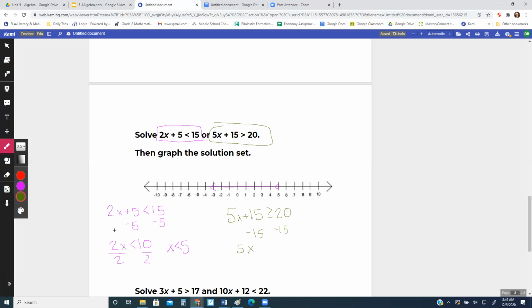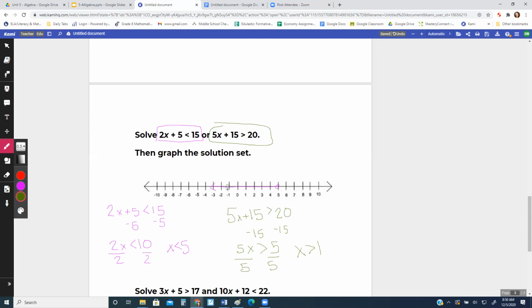Oh, I put an equals on there. That is not right. I was thinking about how we don't have any greater than or equal to, and then I went ahead and just added it in on my own because I felt sad. 5x is greater than 5. Divide both sides by 5. x is greater than 1.